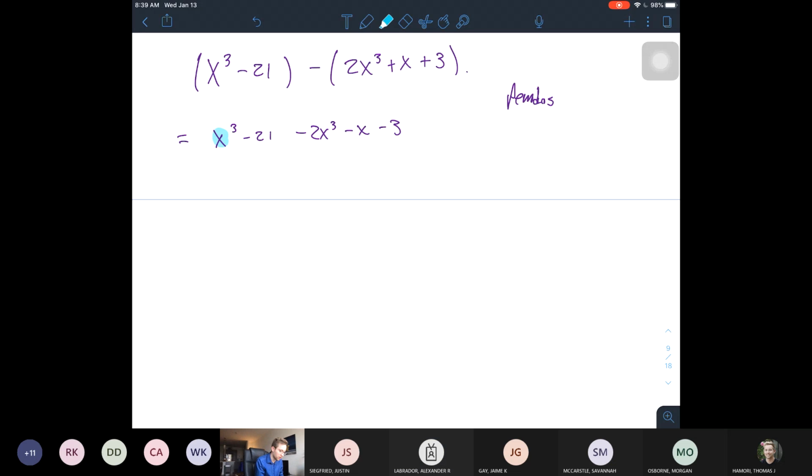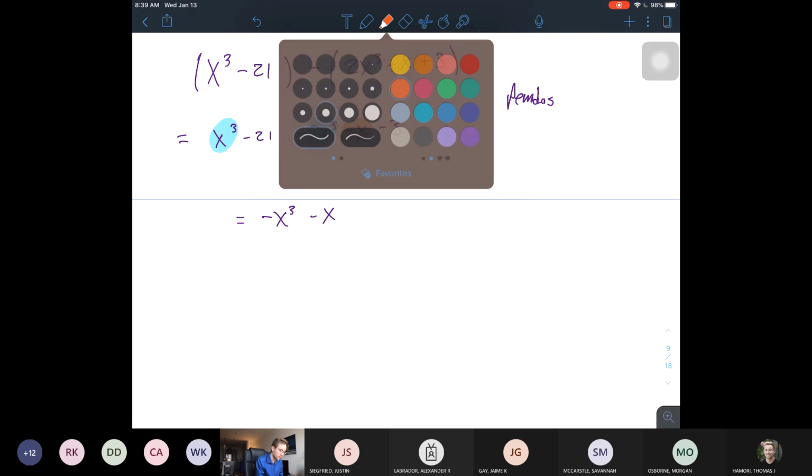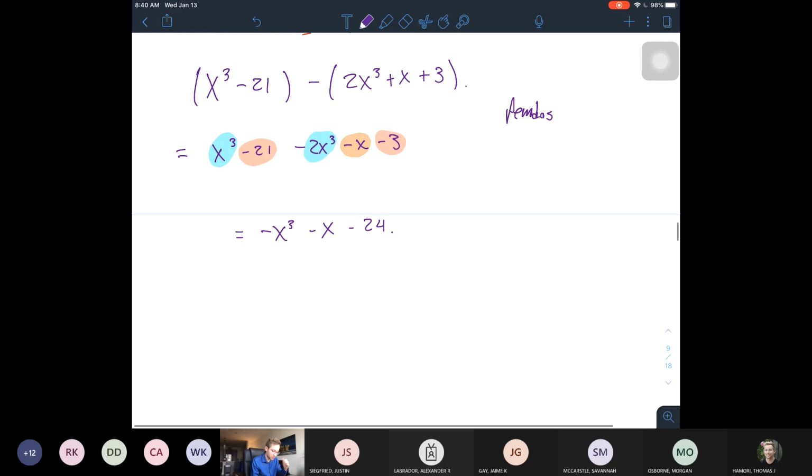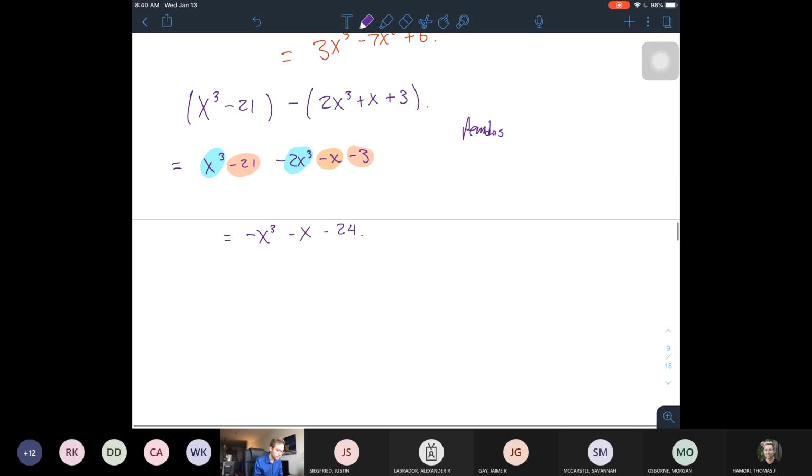So we look for anything with a cube, and we'll combine those. So we've got x cubed minus 2x cubed. That's going to give me negative x cubed. And we're going to look for anything with an x, just the 1 minus x. So we'll have minus x. And we'll look for anything with a constant and no powers of x, and we'll do minus 24. Okay, so that's how we combine like terms and add and subtract polynomials.